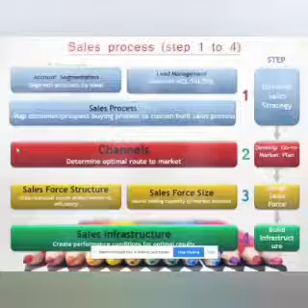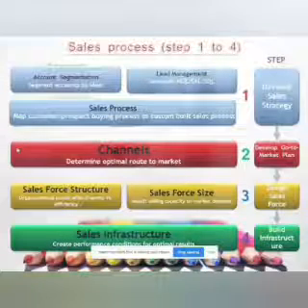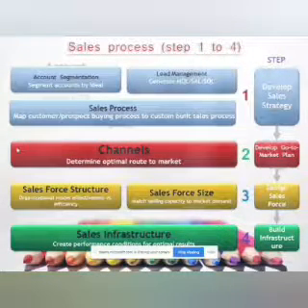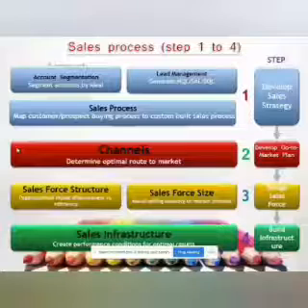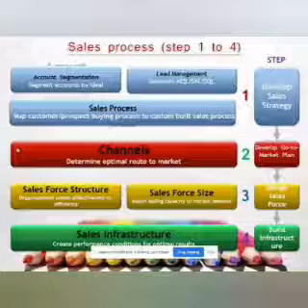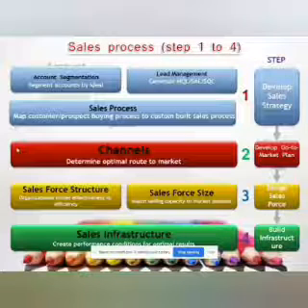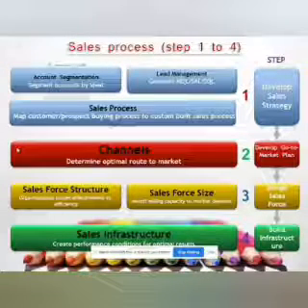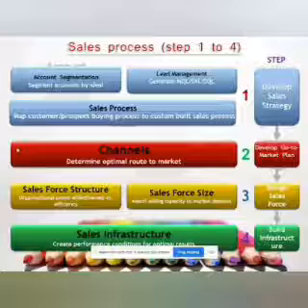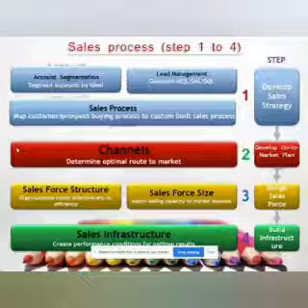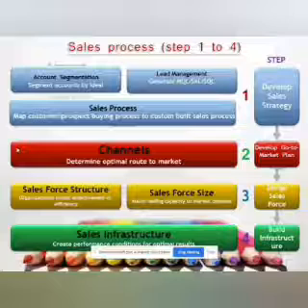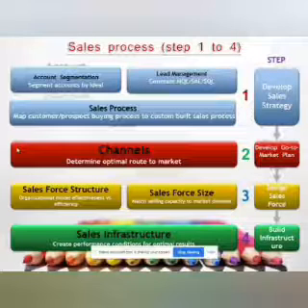We will start from here. Sales process. Here we have seen four steps. So these steps, we can call it the sales process. And in the sales process, step number one is develop sales strategy. How to develop sales strategies? So there are three different tasks here, and those three different tasks we have to perform to develop our sales strategy.